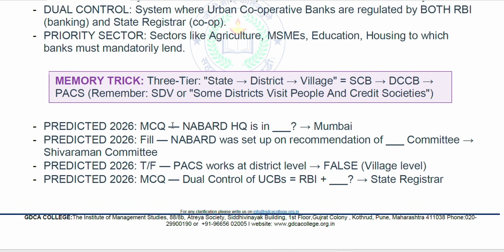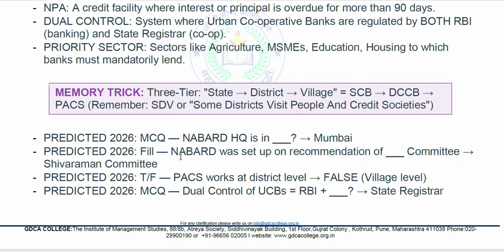Predicted 2026 MCQs: NABARD headquarters is in Mumbai. Predicted 2026 fill in the blanks: NABARD was set up upon the recommendation of the Shivaraman Committee. Predicted 2026 true or false: PACS works at the district level, false, village level. Predicted 2026 MCQs: dual control of UCBs is equal to RBI plus state registrar.